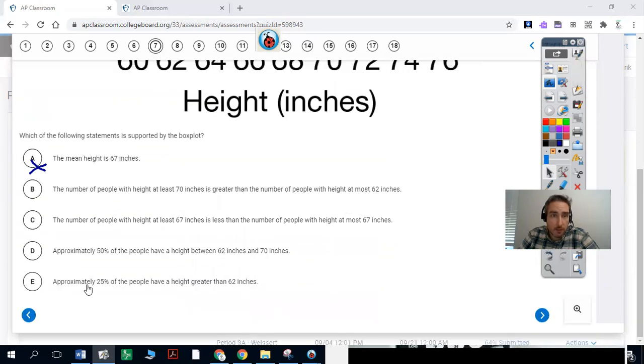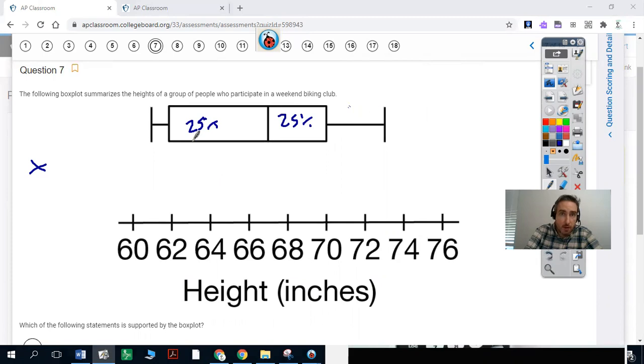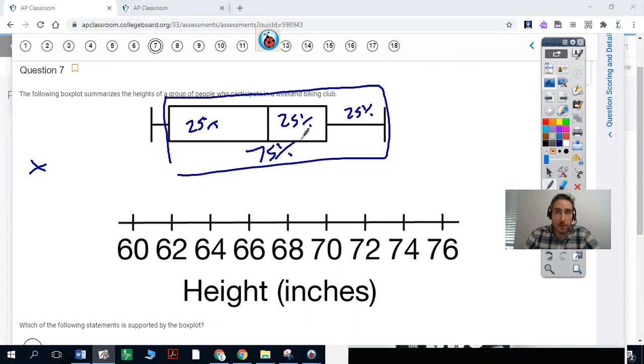Approximately 25% of the people have a height greater than 62 inches. So that's not true because this is 25%, that's 25%, that's 25%. So all three of those combined is 75%. Greater than 62 is going to be 75%, not 25.